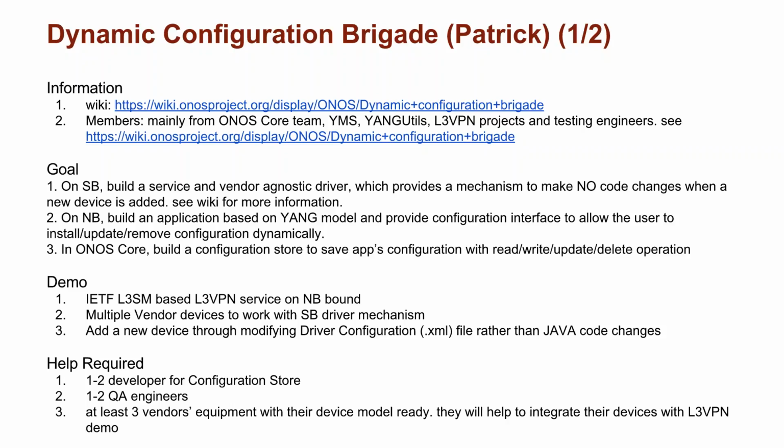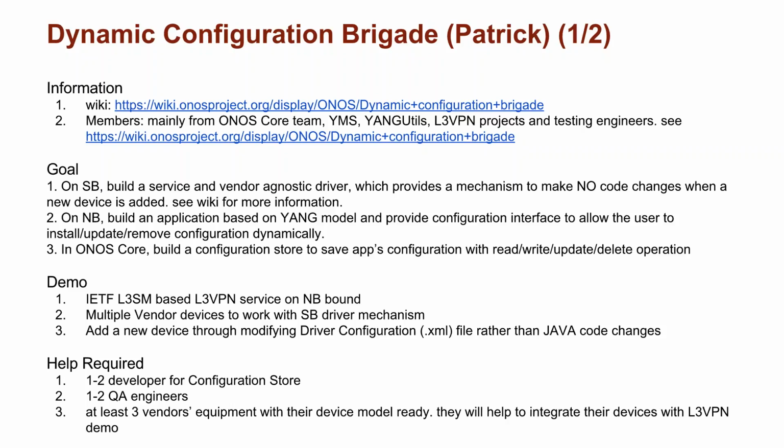From the demo perspective, goals 1 and 2 are good enough, so we don't need number 3. However, if that is the case, the southbound will bypass the core. That is something we don't want to see, so we need to add number 3. So here are the 3 goals we want to achieve by this project.